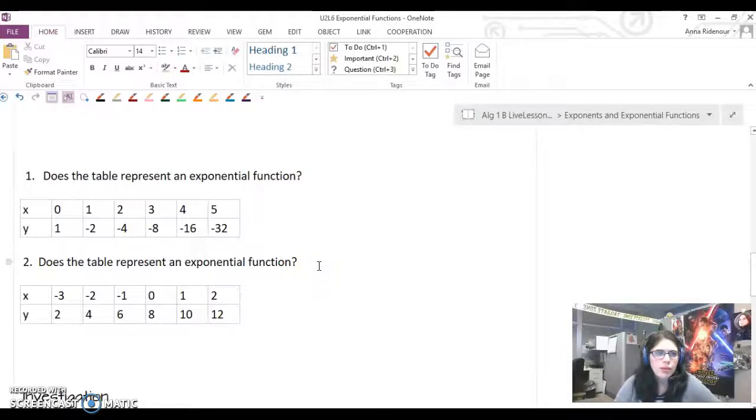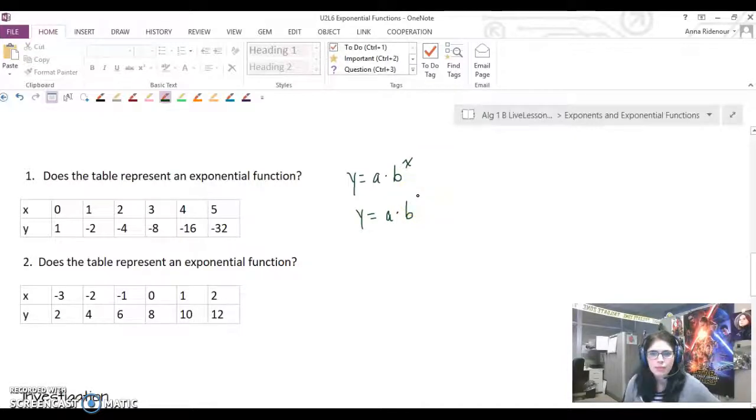So next I want to talk about if a table represents an exponential function. Previously we learned that linear functions have repeated addition in the patterns of the x's and the y's, but for exponential functions you're looking for repeated multiplication, because if you think about y is equal to a times b raised to the power of x, if we have x is 1, we're basically just looking at y is equal to a times b.